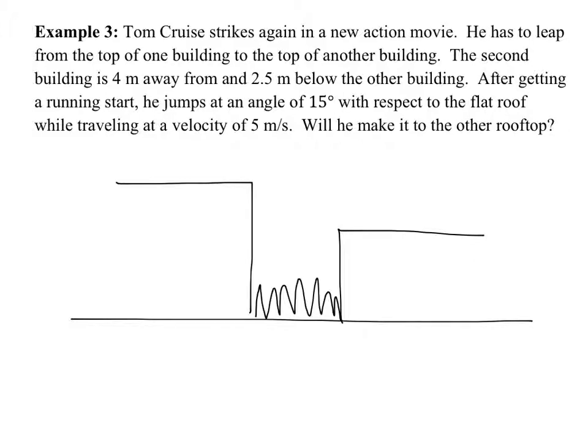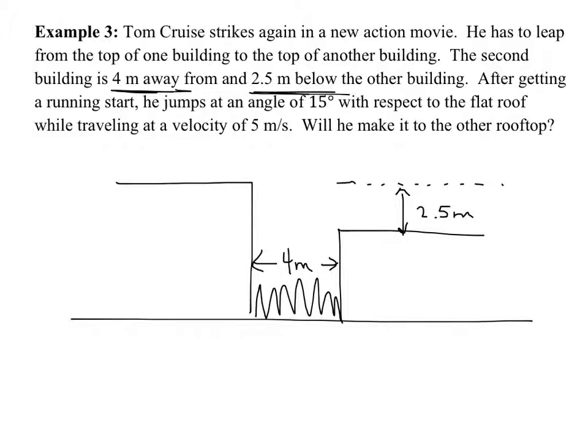4 meters. Again, it says the second building is 4 meters away from the first and 2.5 meters below. So I know the 4 meters has to be this direction because I was told that the 2.5 was below. So if I put a dashed line here, I know that this gap is 2.5 meters. Okay, that's what I know so far based on what I've underlined.